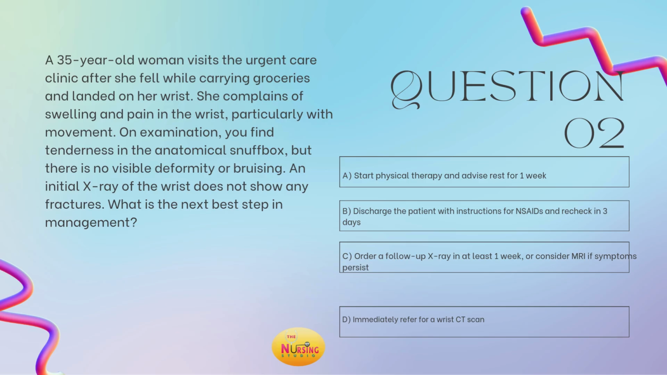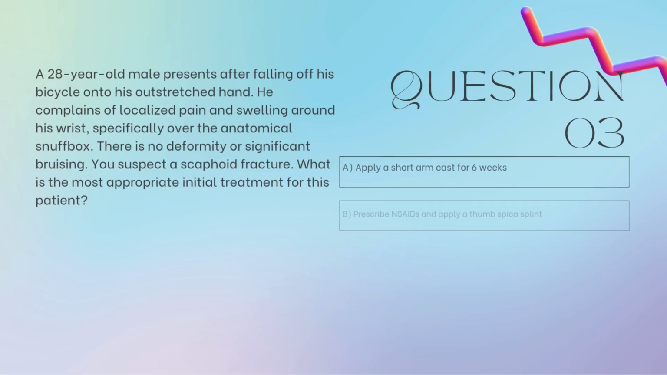So the issue is we did an initial x-ray and the wrist doesn't show any fractures, but I need you to remember something. With navicular fractures, you need to wait at least 1 week before doing an x-ray because it typically will not show in that first week. At least 1 week after their injury before you do an x-ray, okay? So C is your best answer. Order a follow-up x-ray in at least 1 week, or you consider an MRI if their symptoms persist.